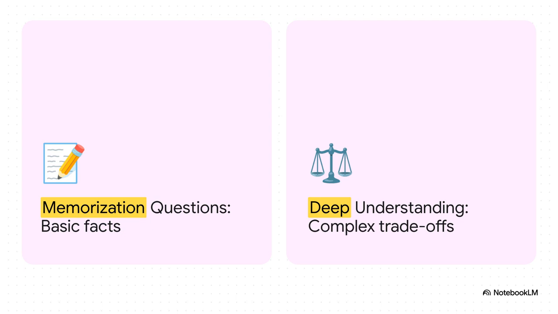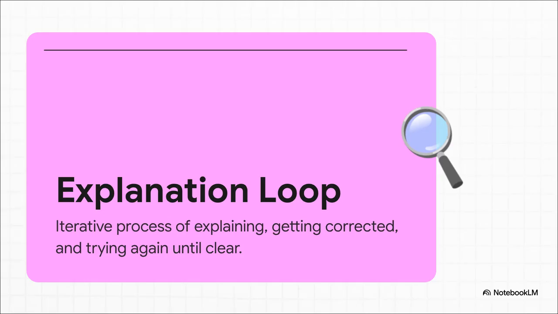Notice the huge, stark difference between these two approaches. Memorization questions just ask for basic recall, like, what is this? But deep understanding questions, they force you to navigate complex trade-offs. They ask, why does this matter, and how does this actually connect to that? It forces you to think exactly like an expert dealing with messy realities, rather than just taking a simple vocabulary quiz. To really cement all that understanding, our source text introduces a seriously powerful concept, the explanation loop.